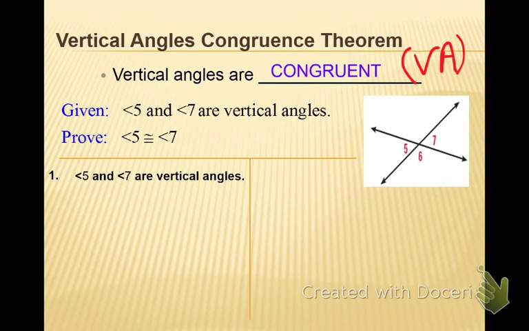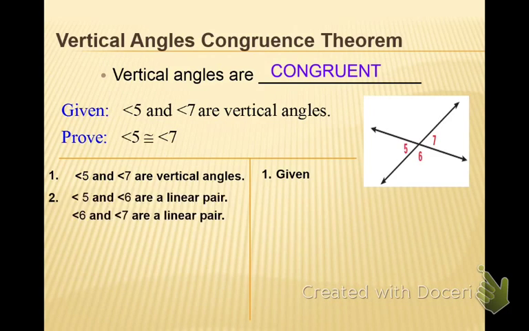So, we're going to prove this. We're given angle 5 and angle 7 are vertical angles. We're going to prove angle 5 is congruent to angle 7. So we start out with our given. You're always going to start out with the given. So 5 and 7 are vertical angles. That's given. Next step, we would say angle 5 and angle 6 are a linear pair, and angle 6 and angle 7 are a linear pair.